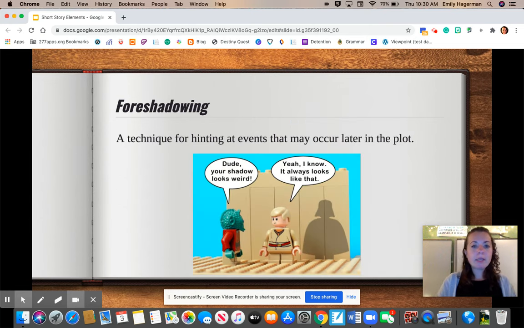Now, with foreshadowing, this is a really good technique that authors use to hint at something that's going to happen later. Forward, right?